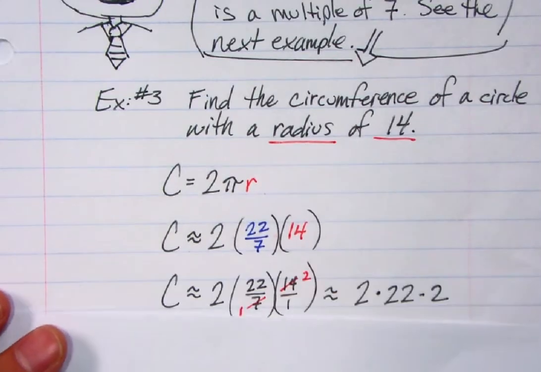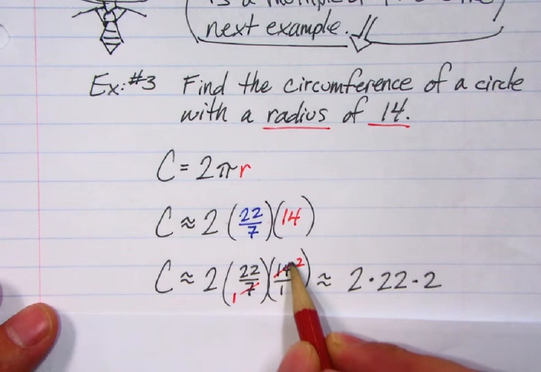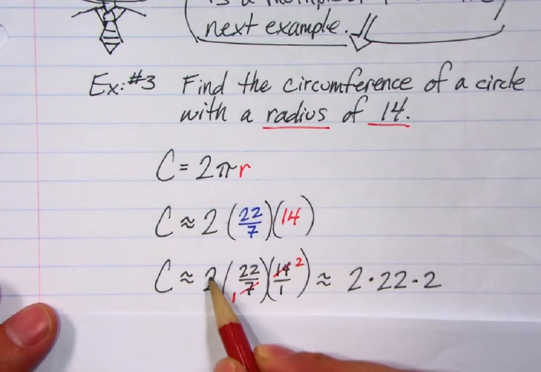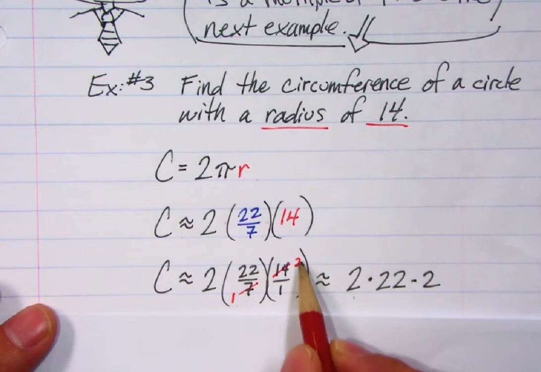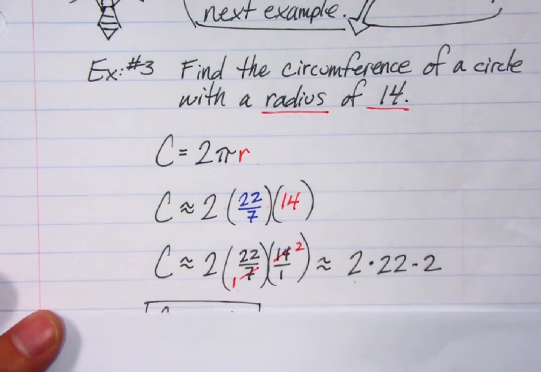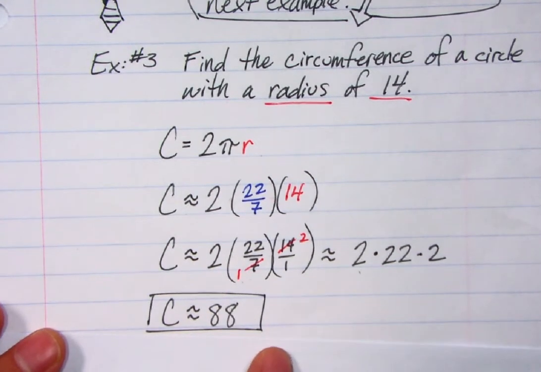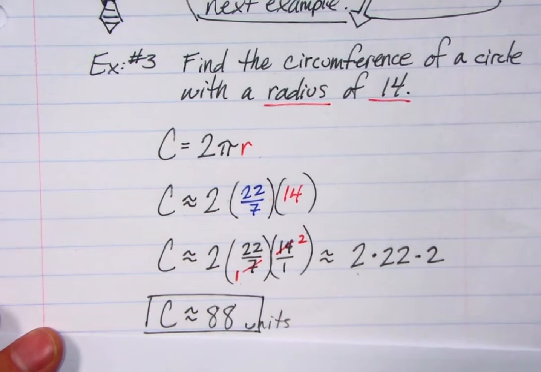That helps me out when I get to this next step because I can do some cross-canceling, right? The 14 and the 7 simplify to 2 and 1. And now I can just multiply 2 times 22 over 1, which is 22, times 2 over 1, which is 2. I can multiply that without even using a calculator, and I get approximately 88 whatever units. We didn't state that above.